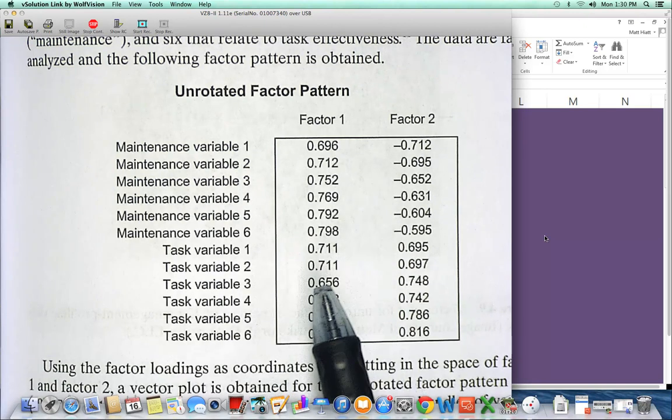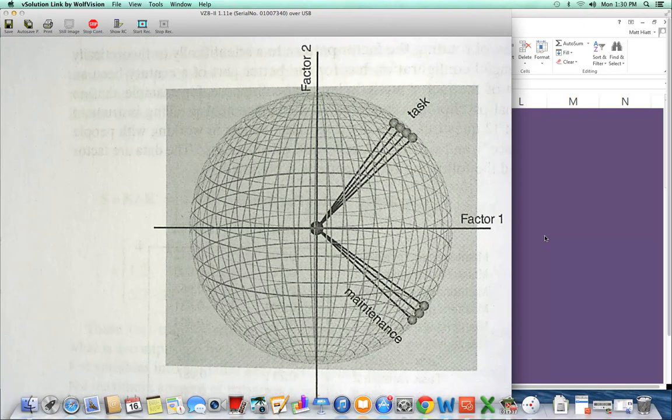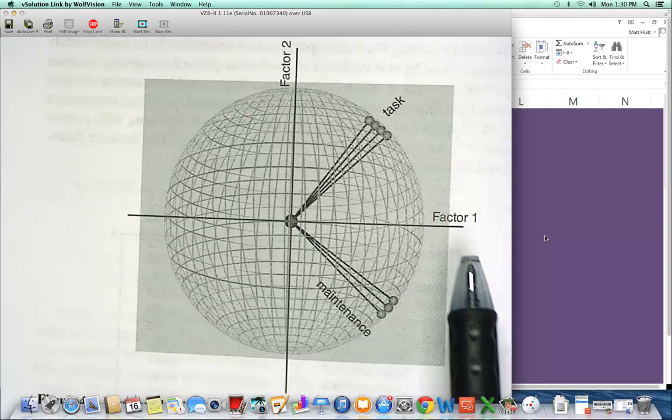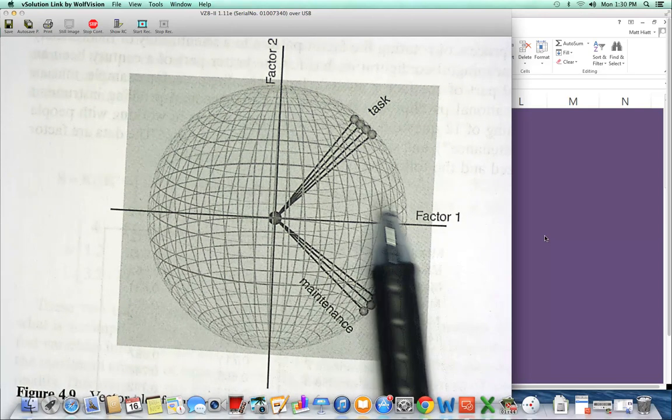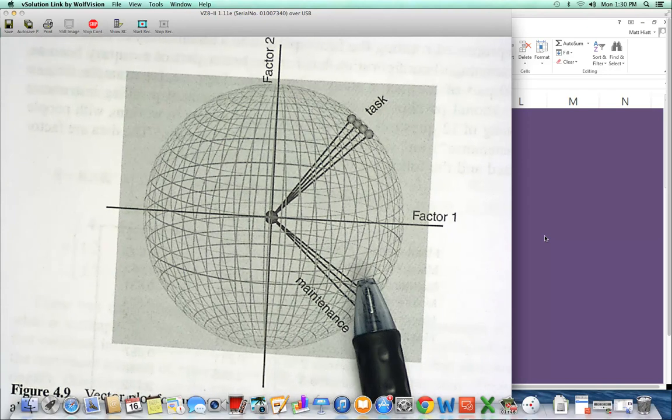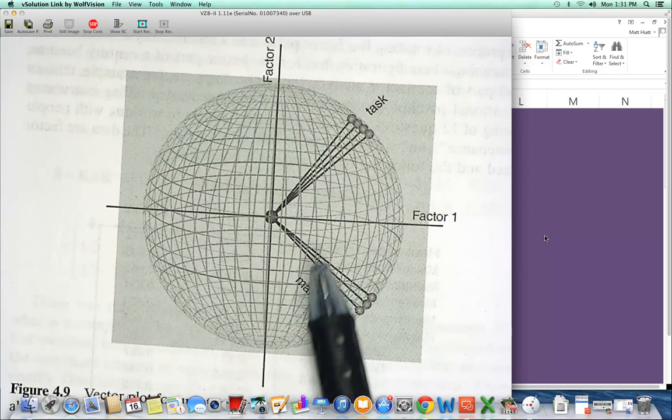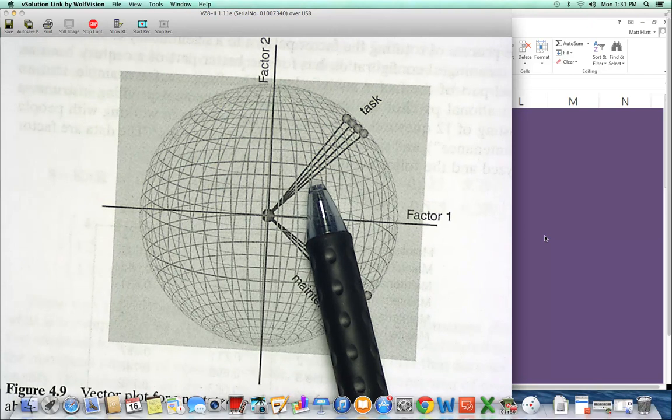So we have values of factor 1 on the left and factor 2 on the right. Now we can use the factor loadings as coordinates for plotting in the space of factor 1 and factor 2 and get a vector plot, which is shown on the next page for an unrotated factor pattern. We can see on this page that factor 1 here is located directly in the middle of the 2 bundles of vectors. This one down here being for maintenance, and the one up here being for the questions for task.